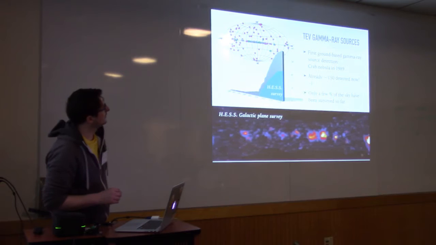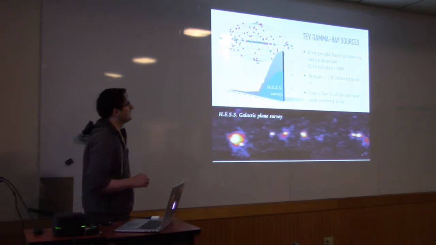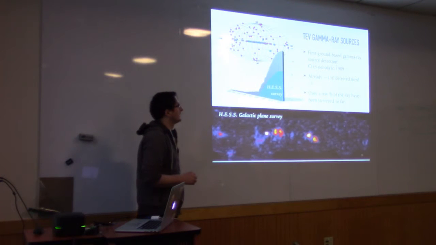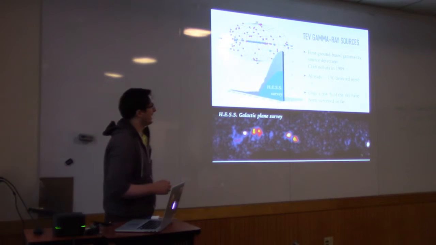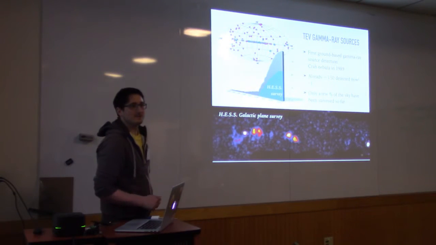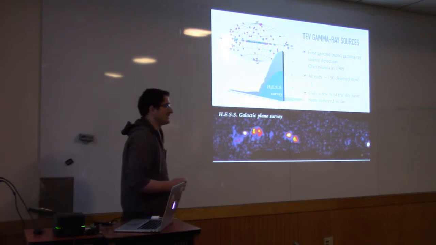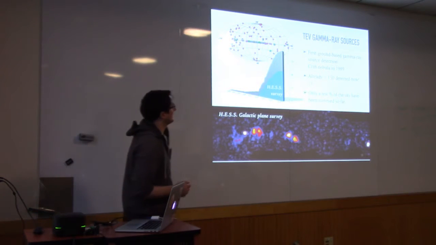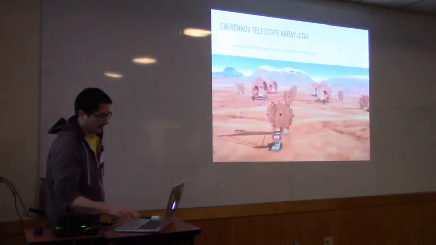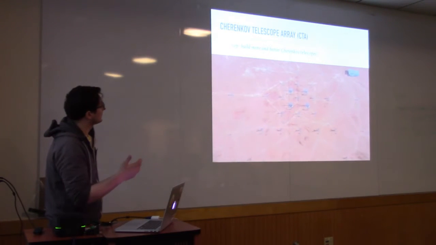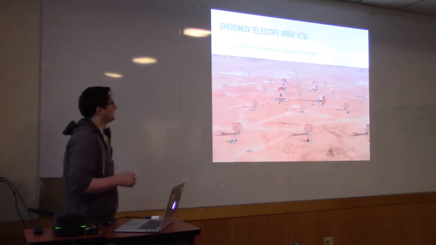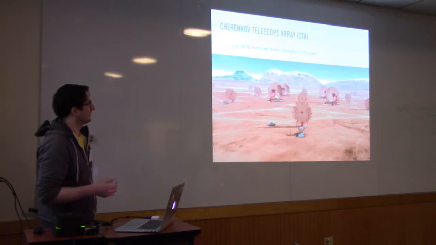So just to show you some results in TeV gamma ray astronomy: the first source was detected pretty recently, in 1989, and by now we already have 150 sources detected. It's a very young branch of astronomy, and we've surveyed the galactic plane. So the next step is now to build the Cherenkov Telescope Array, CTA, with more and much better Cherenkov telescopes.